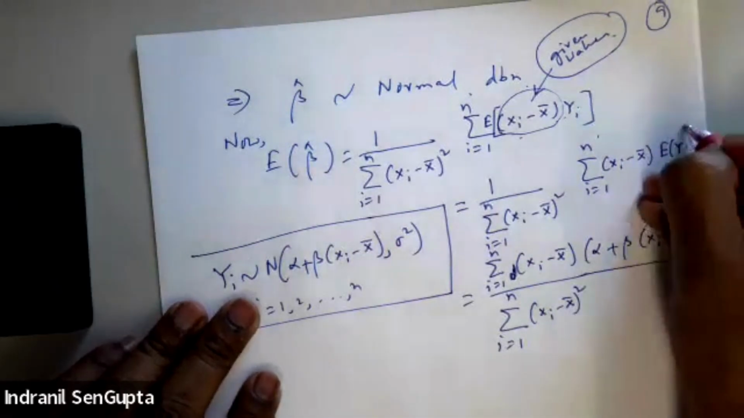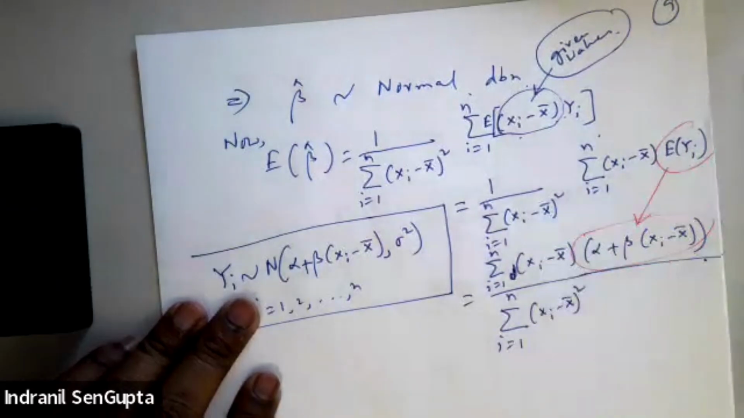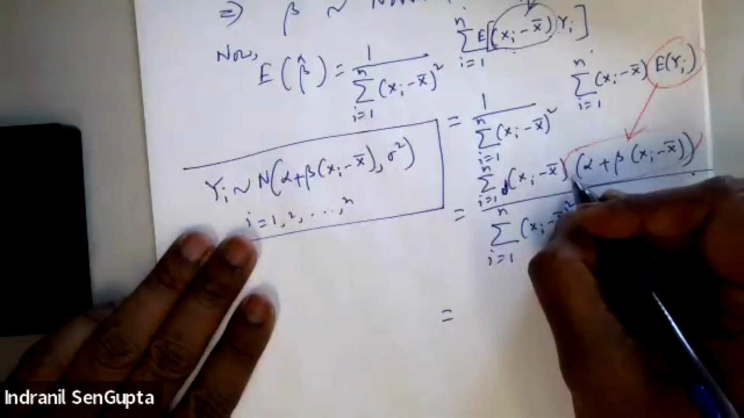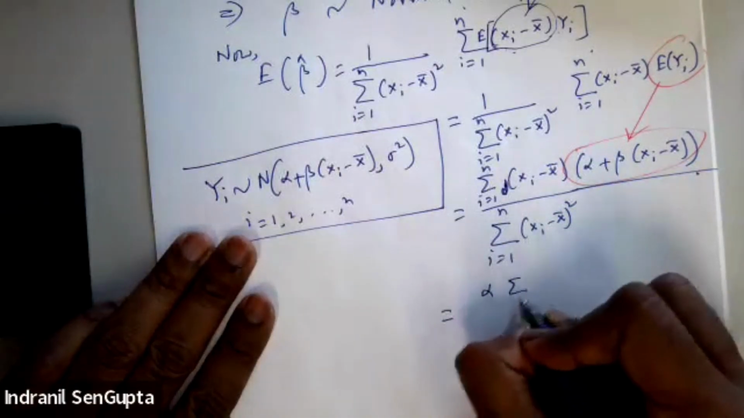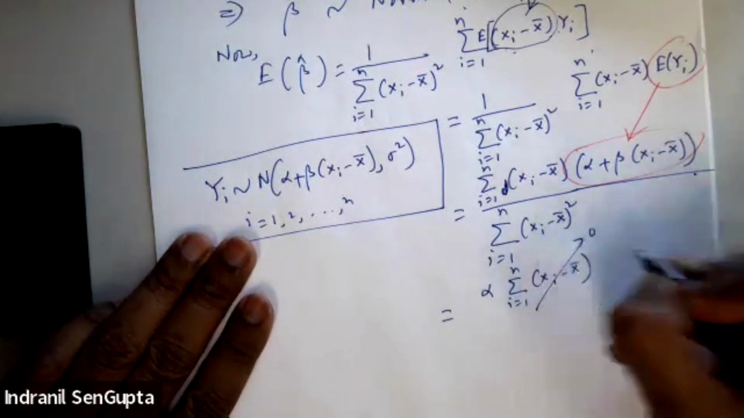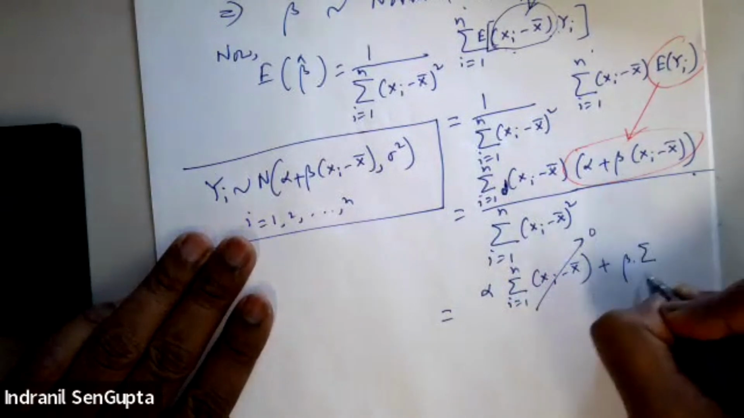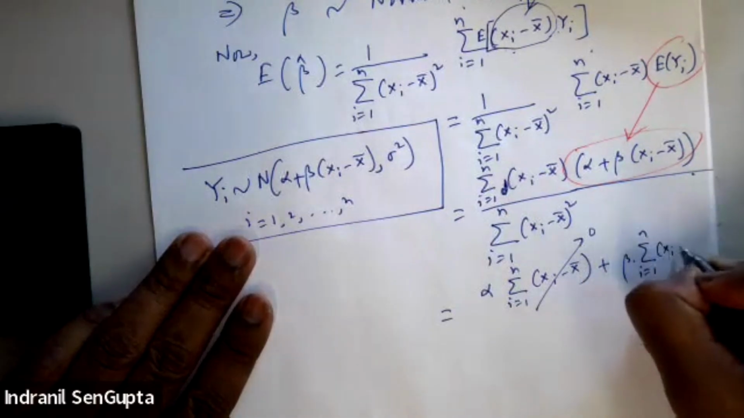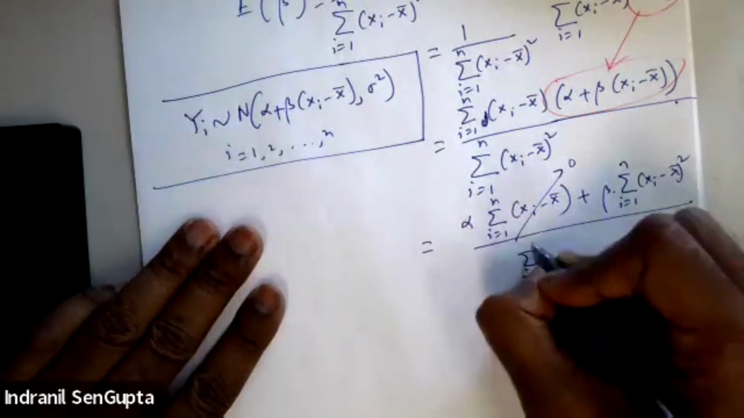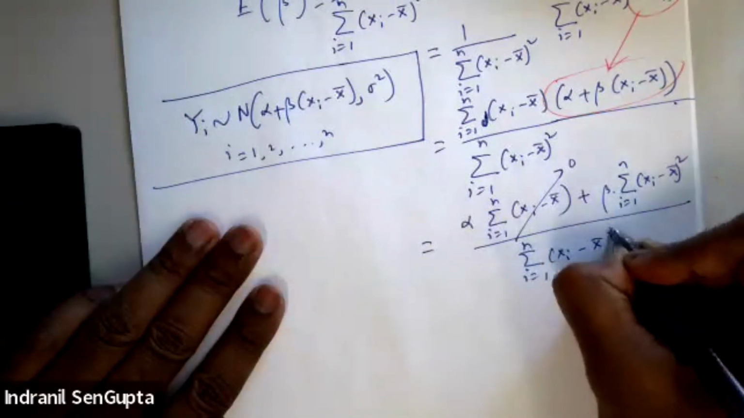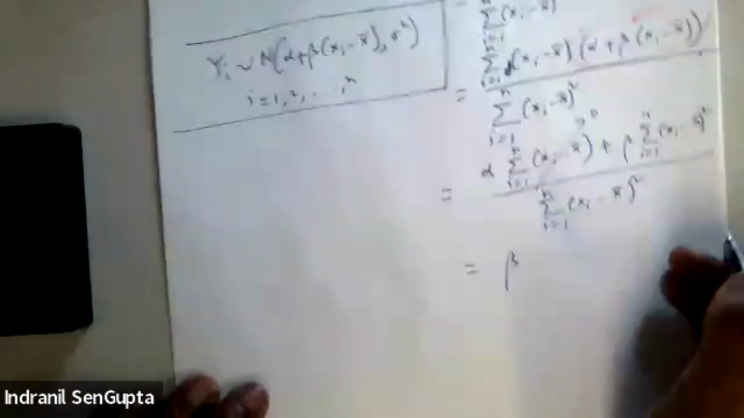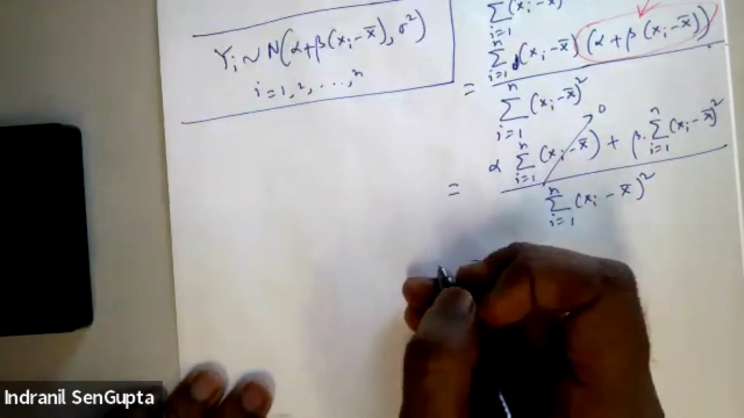So this is nothing but E of y. And if I simplify this, it's going to be alpha times the summation of xi minus x bar, which is again 0, plus beta times the summation from i equals 1 to n of xi minus x bar squared, over the summation from i equals 1 to n of xi minus x bar squared. So you see it's beta. The first term cancels and the second term is beta. So E of beta hat is beta.